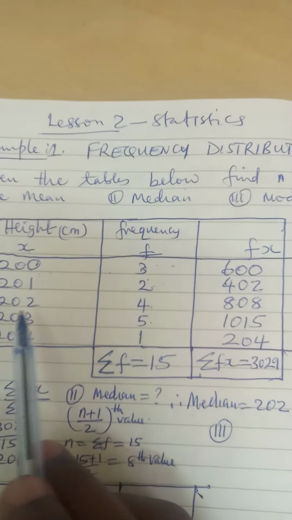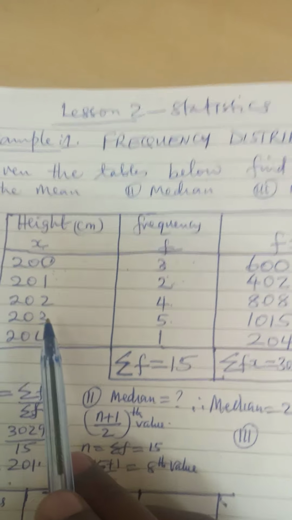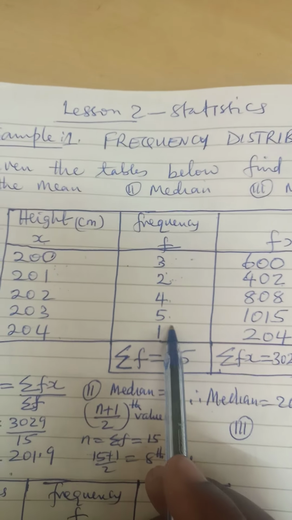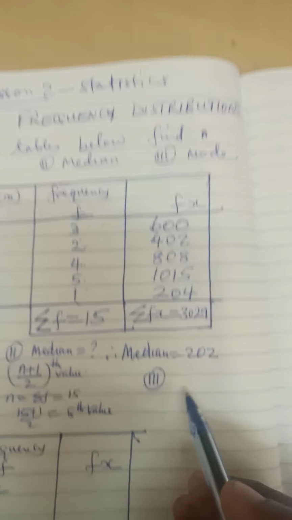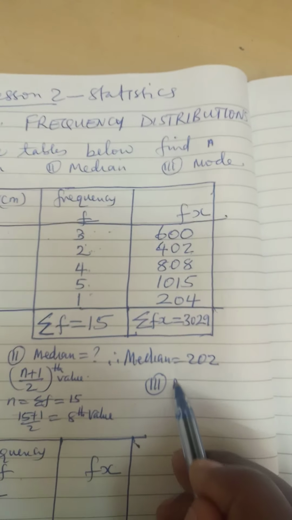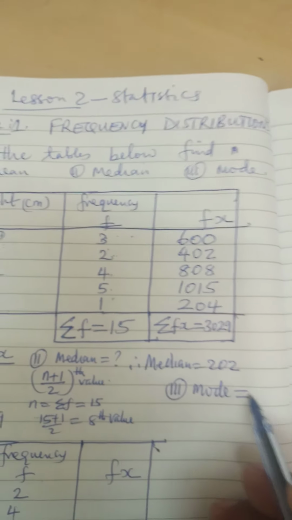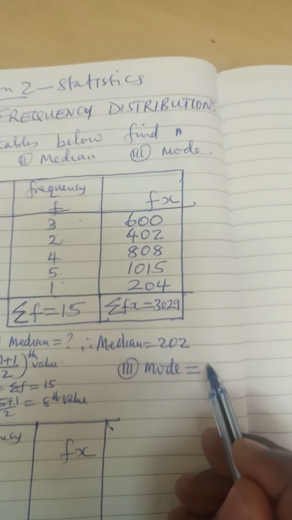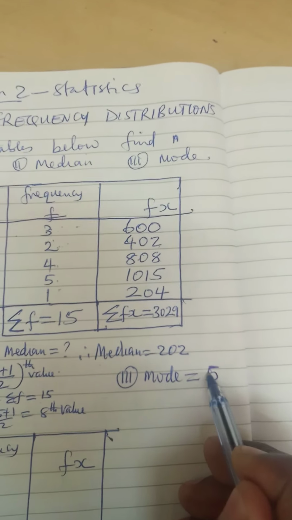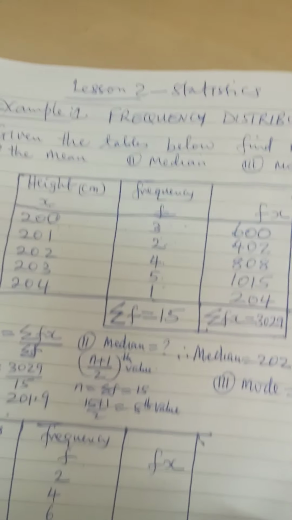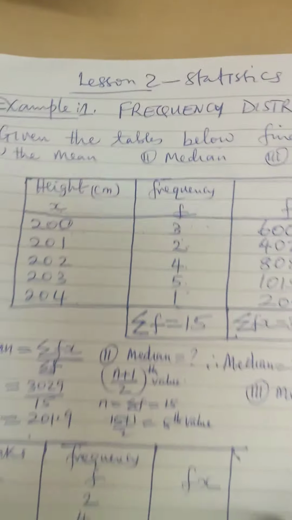The third part is asking us to find the mode. We said the mode is that number that occurs frequently. Therefore, it is a number that has the highest frequency here, and therefore our mode in this number is, I am sure you're all saying, 5. That gives us another example here.